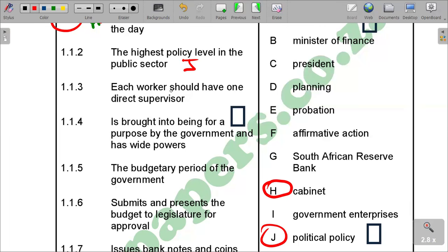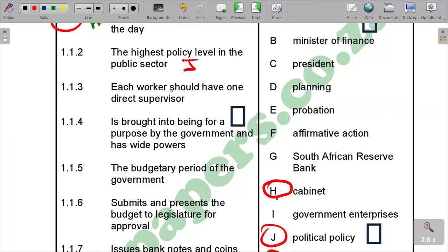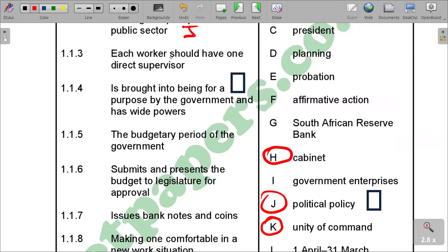Each worker should have one direct supervisor. That can also be defined as unity of command. Unity of command identifies the command structure, or the communication structure, which ensures that each worker has one direct supervisor. This is also to clear communication. So it is the unity of command, which is K.